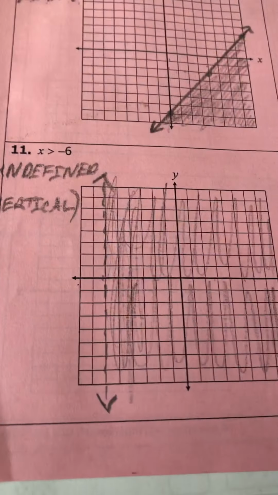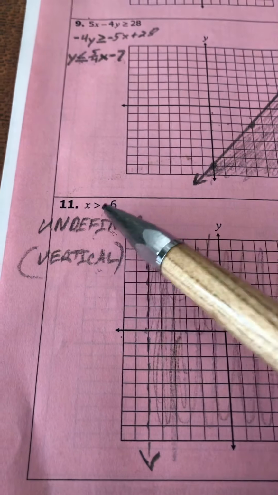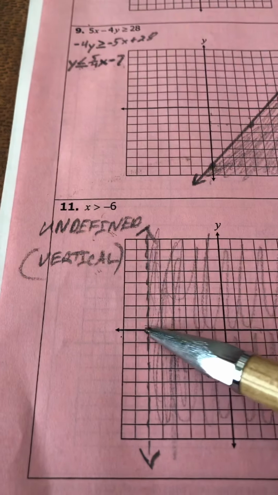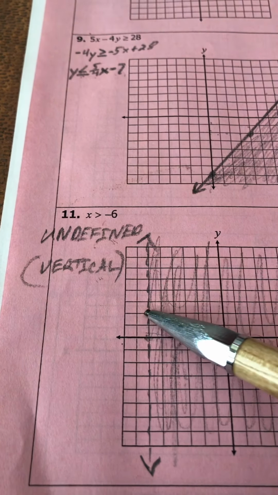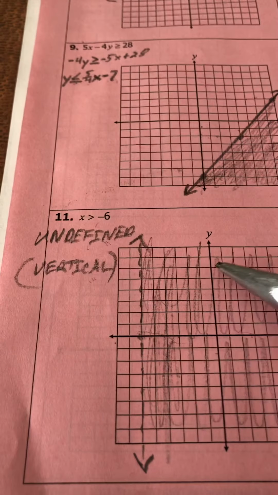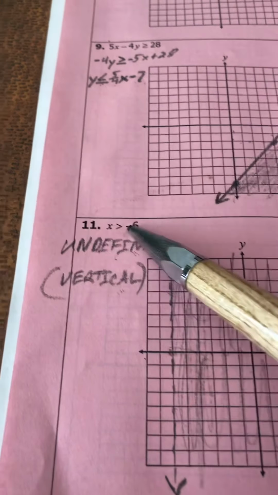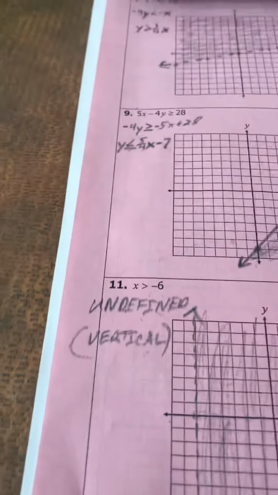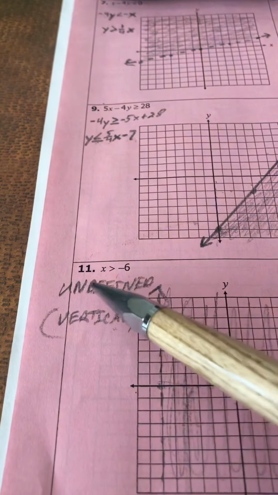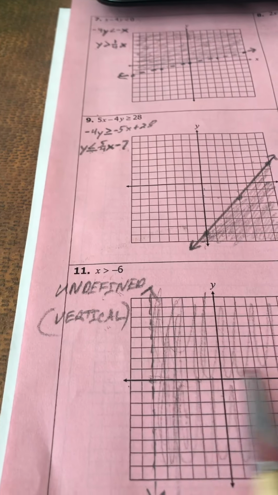Number 11 and 12 I wanted to provide for you. This is undefined. It's going to be a vertical line, so x is greater than -6. So I go on the x-axis, I find -6. And I go to where x is always going to be -6. No matter what my y value is, say, y5, my x is right here, -6. No matter what, x is always going to be -6 for all these coordinates that are on this line. And x is greater than it, so I shade everything that's greater than it on the x-axis.